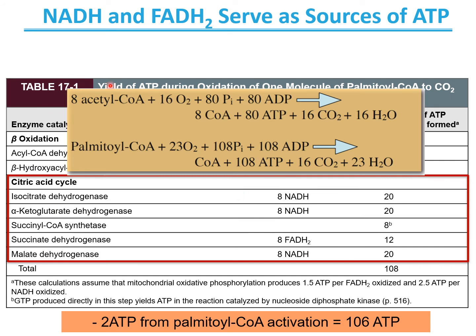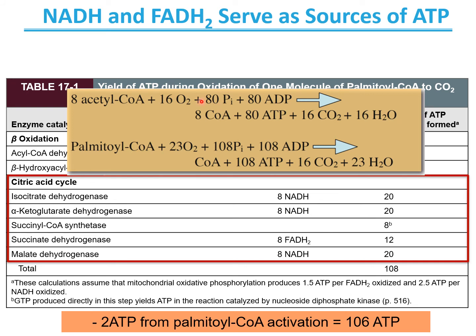Now, these acetyl-CoA enter the citric acid cycle, and they will generate NADH and FADH2, which will in total, from 8 acetyl-CoA, generate 80 ATP plus 16 molecules of water.